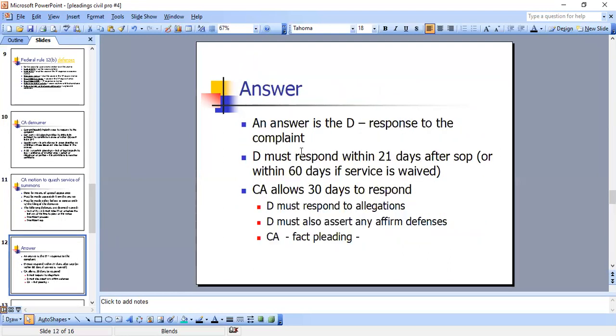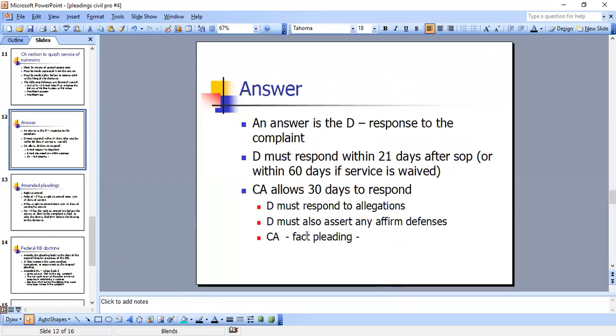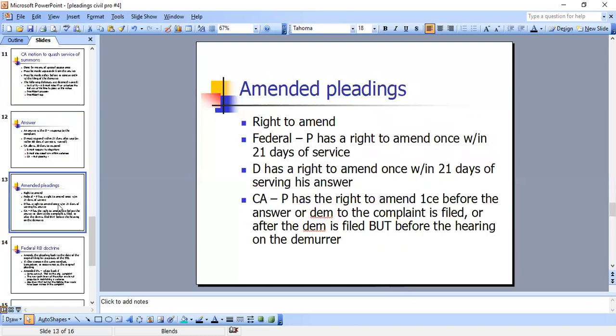Answer. In the answer, remember they have 21 days to respond after service of process. If they waive service of process, they have 60 days to respond in federal court, and California just gives them 30. There must be fact pleading here for California.